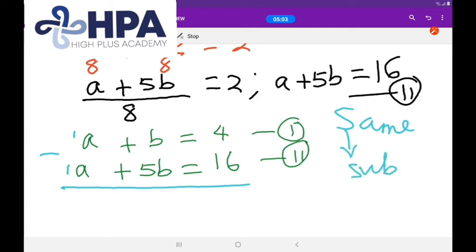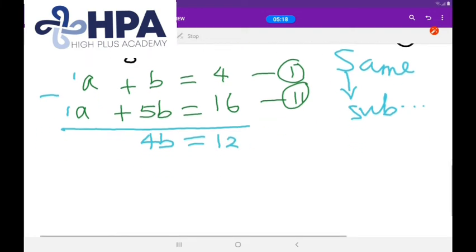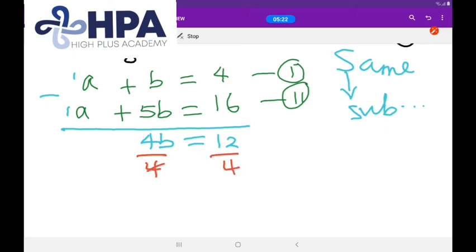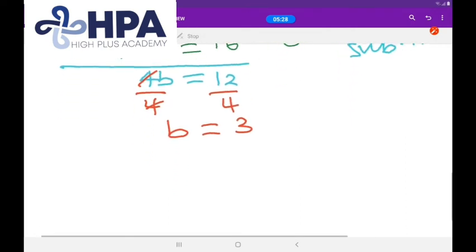Is that okay? Subtract. So let's subtract A minus A, that gives us 0. 5B minus B, that gives us 4B, equals 16 minus 4, that will give us 12. So that when we divide both sides by 4, our B will be giving us what? 3. So we have got our B to be 3.